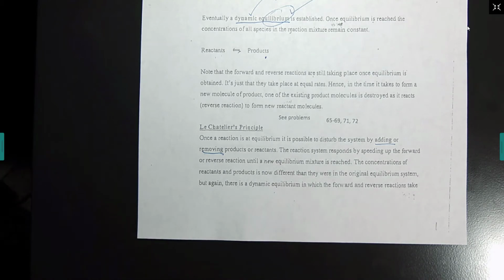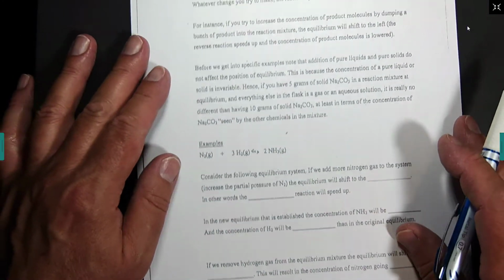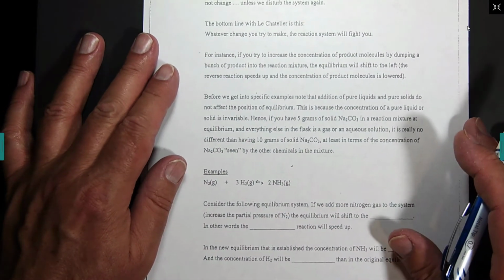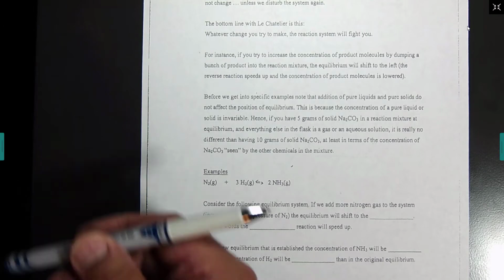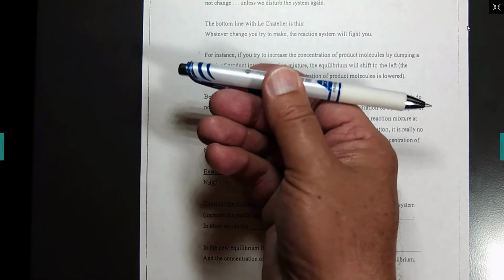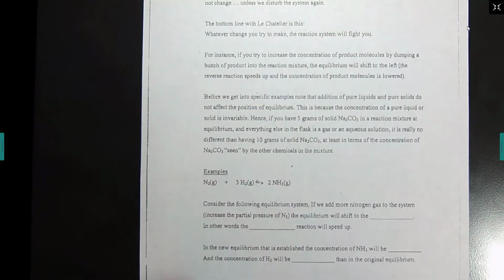Once you add or remove something, suddenly the whole system starts to shift and it starts to establish a brand new equilibrium position. Now, the thing to understand about Le Chatelier's principle, the types of questions you're going to get will be, hey, if I do this to the reaction mixture, will it shift the reaction to the right, or will it shift the reaction to the left? That's the sort of question you can anticipate.